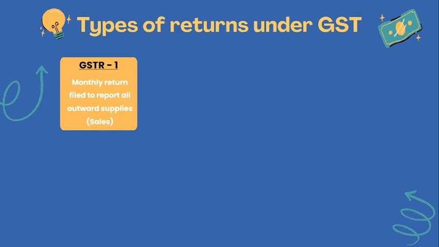It contains details like invoice numbers, buyer details, and HSN and SAC codes. The government and the buyers use this information to verify input tax credit. Businesses with turnover above 1.5 crore file it monthly, while small taxpayers can file quarterly. For monthly filing, due date is 11th of the next month. Even if there are no sales, a nil return must be filed by the due date.